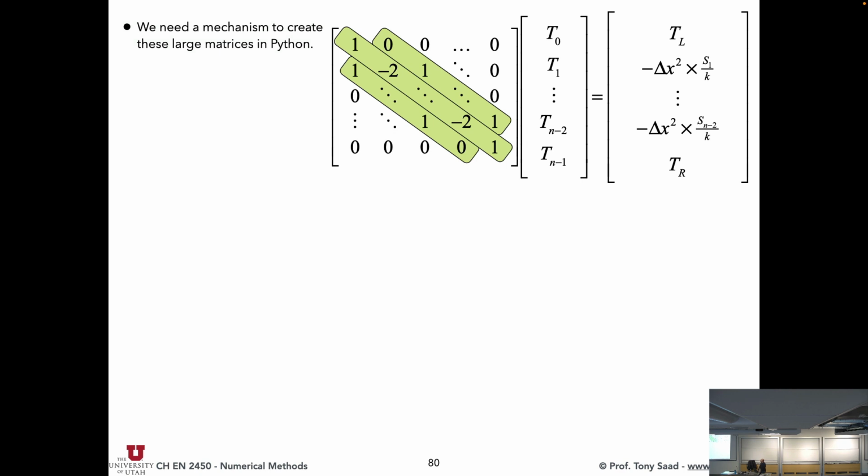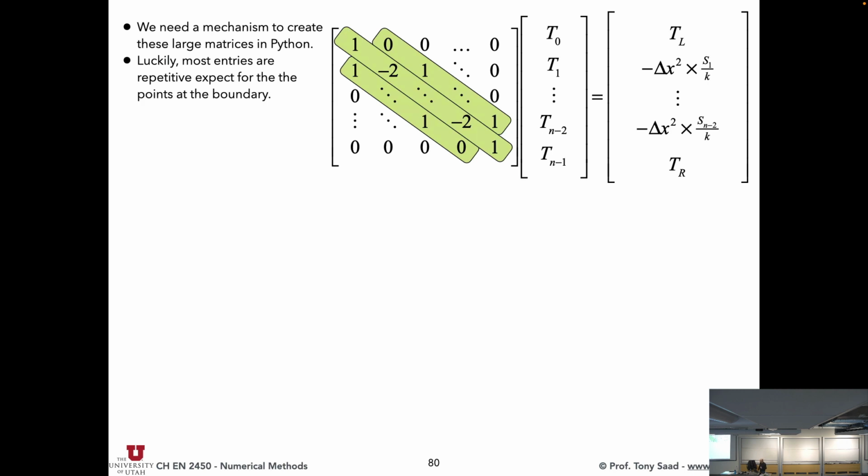We need a mechanism to create these large matrices in Python. Luckily, most of these entries are repetitive, except for the endpoints. That's fine, we can fix it. The main diagonal is mostly minus twos, except the endpoints. So if we create an array of minus twos and then just fix the first and last point to one, then we got it, and somehow put it into a matrix.